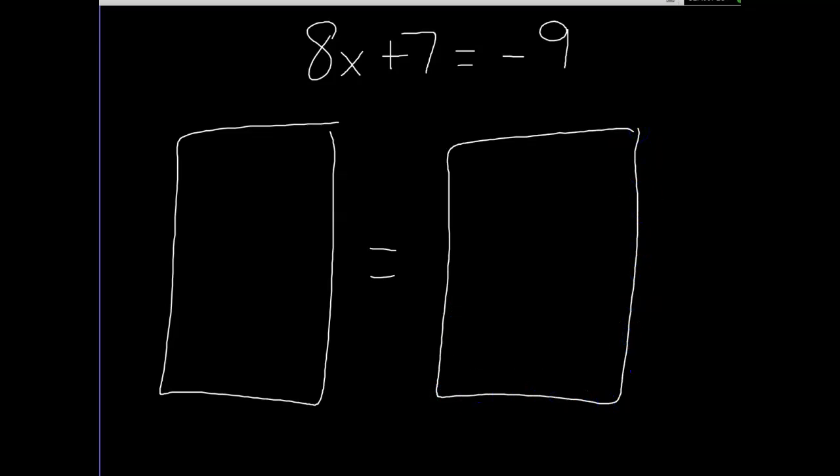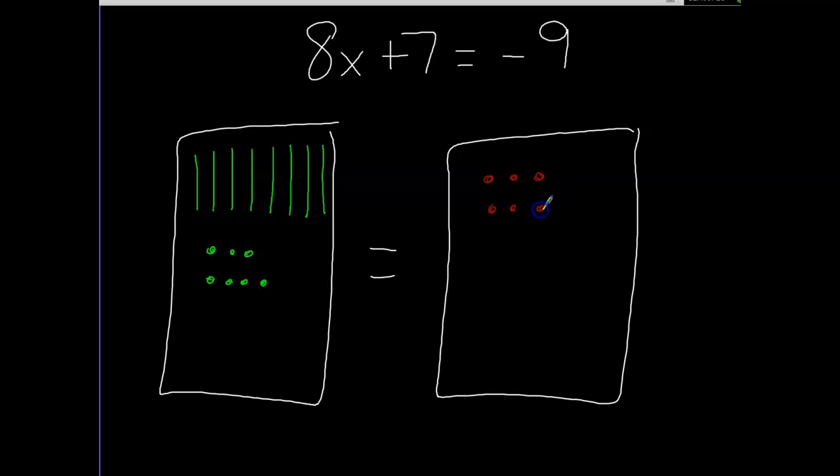All right, so this time I have 8 x's, 1, 2, 3, 4, 5, 6, 7, 8, and 7 positives. And then on the other side, I actually have 9 negatives. I always work on the side that has the variable. So over there on the left-hand side, I have 7 positives with my x's. In order to get rid of those 7 positives, I'm going to have to add 7 negatives.